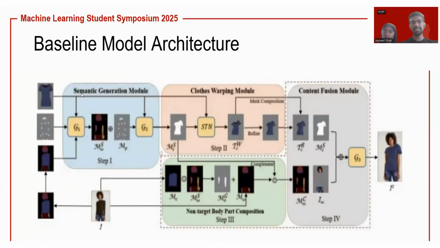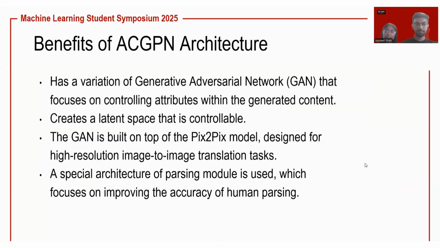So this is the baseline model architecture that we used. So we had the semantic generation module, the cloth warping module, and the content fusion module. Basically, when you upload your clothes, we try to warp it in this module. The semantic generation module estimates the key points of the user's body, and then we try to warp the cloth according to the pose, and then the fusion module overlays it onto the user's body, generating the output.